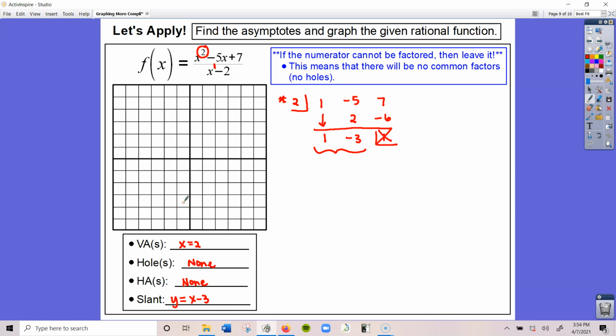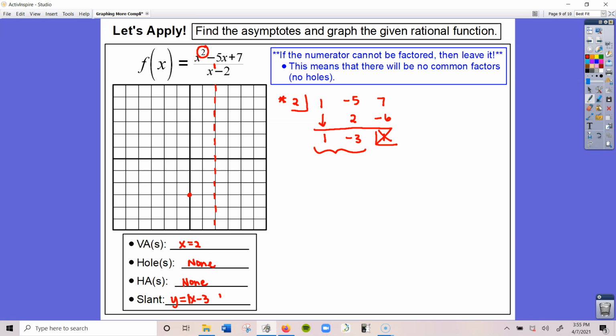So now we're going to go ahead and put everything that we know so far on our graph. We have the vertical asymptote at x is equal to 2, and we have a slant at y equals x minus 3. So here the y-intercept is negative 3. So that's where I'm going to put my first point. My slope, even though we don't see it, is a 1.